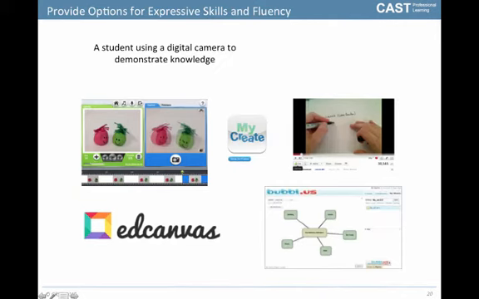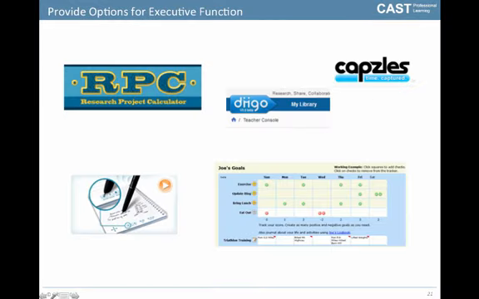You will also have the chance to explore and share tools and resources that provide options for expressive skills and fluency, so students can show what they know. Included are ideas for different media for communication, for options in the tools for composition and problem solving, and for options in the scaffolds for practice and performance. Again, we look forward to your insights into additional tools, resources, and strategies.